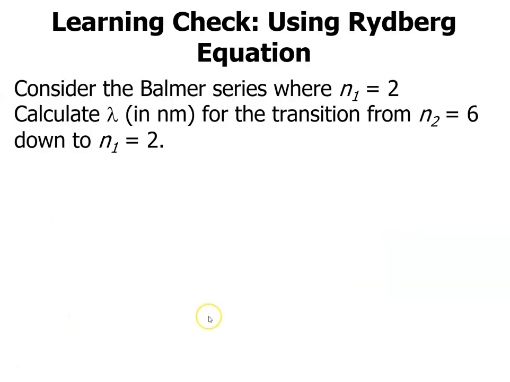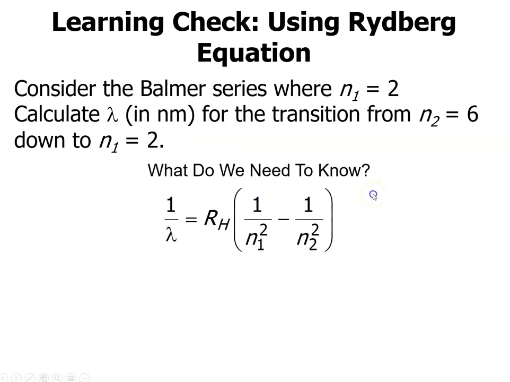All right, so let's look at this question here where n1 is equal to 2 and n2 is equal to 6. So if we have an excitation to n2 of 6, and then it relaxes back down to 2, what is the wavelength of light we're going to get out of this? So what we need to know is this Rydberg equation where we have 1 over the wavelength is equal to that Rydberg constant multiplied by this ratio minus the second ratio with those corresponding numbers here.